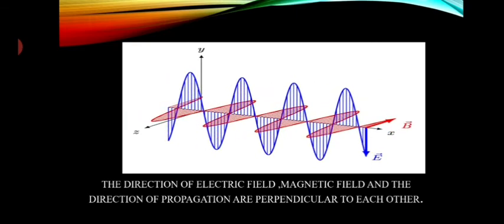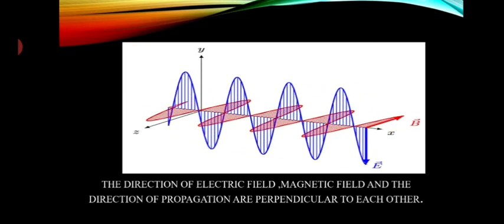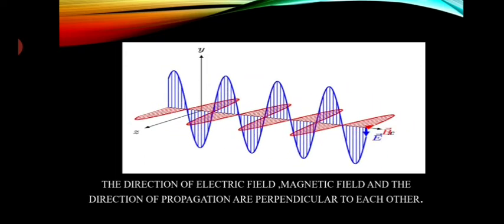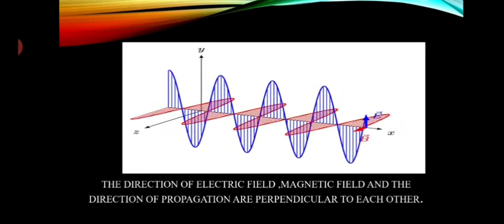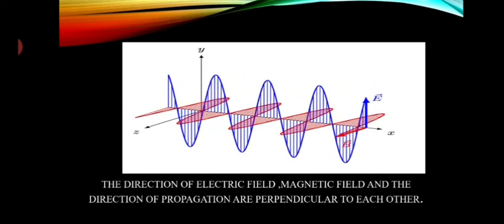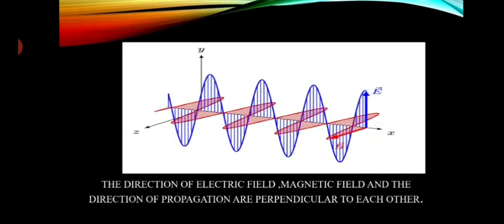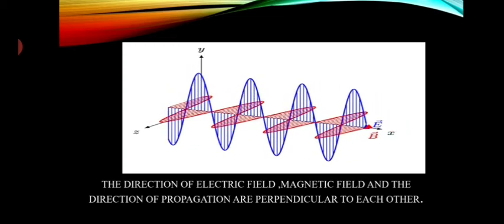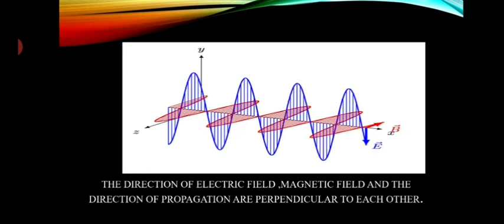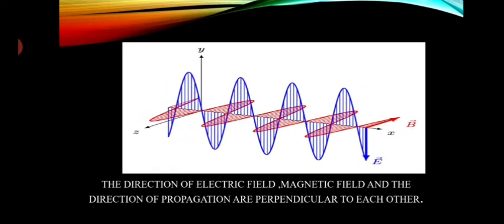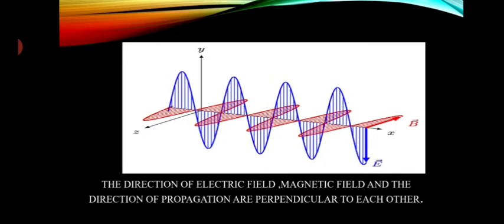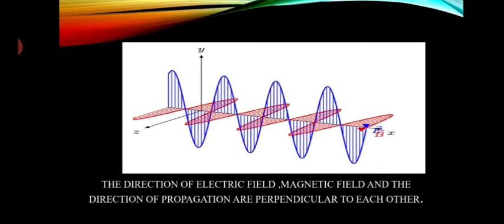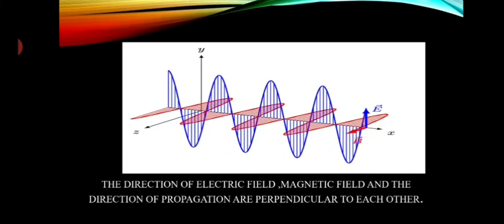Both the fields, that is electric and the magnetic fields, propagate in the direction perpendicular to each other. Now here you can see that the electric wave propagates along the y-axis, whereas the magnetic wave is propagating along the z-axis, and the overall wave is propagating along the x-axis. So the electric field, the magnetic field, and the direction of propagation of the wave, all the three are perpendicular to each other.